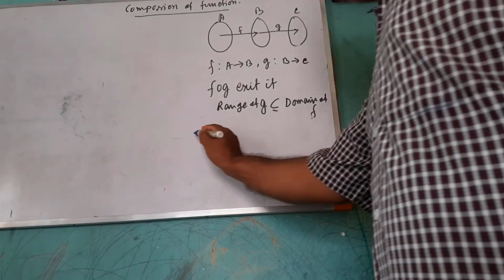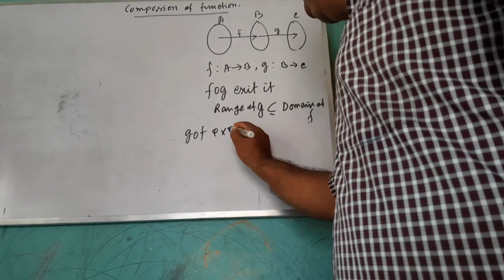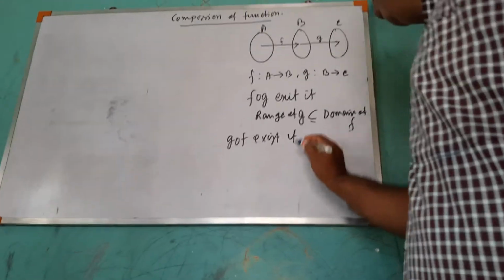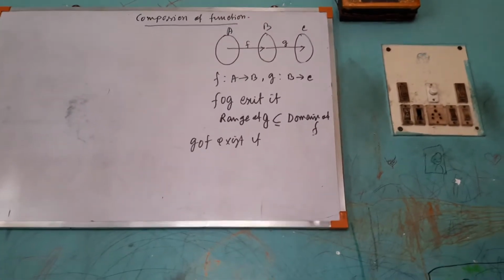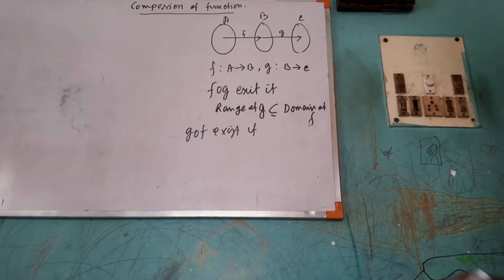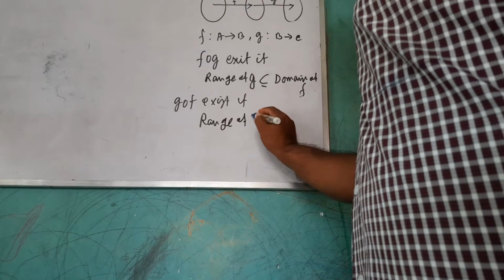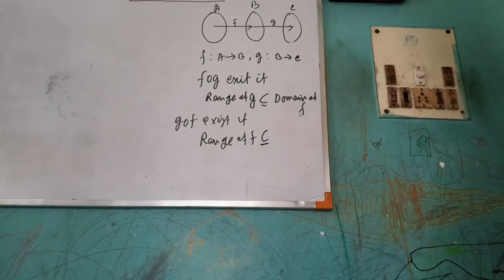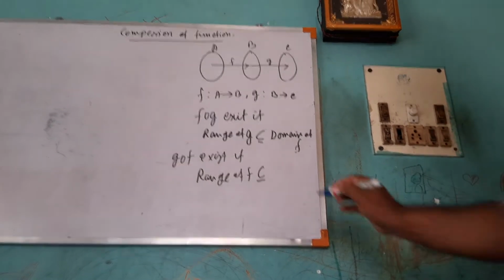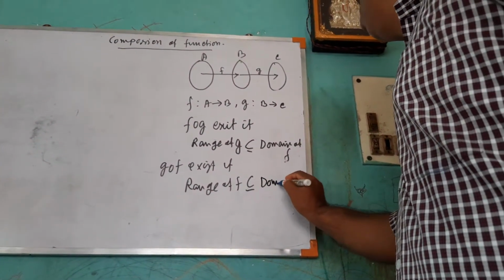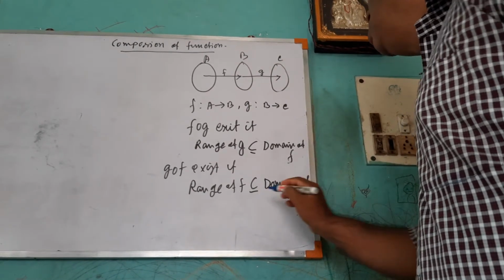Similarly, GOF exists if the range of F is a subset of the domain of G. This is the formula.